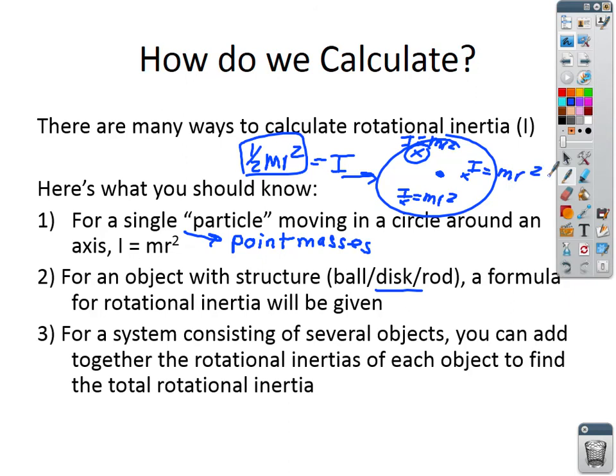We have to get each person's mass, and then measure where they are on the merry-go-round. How far are they from the center? That's what we would look at there. And that would be the system rotational inertia that we might have to then calculate from that point forward.